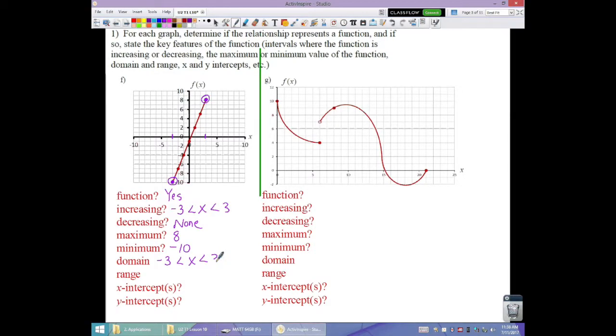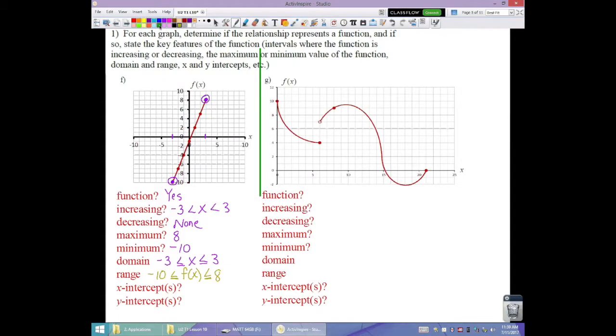-3 to 3. This time, though, it is important to decide whether or not the endpoints count. There is a point at -3 and there is a point at 3. They both should be included. Its range from lowest to highest is from -10 to 8. Again, like our max and min. So from -10, this is f of x, to 8. There is a point reaching down to -10, and there is a point up at 8.